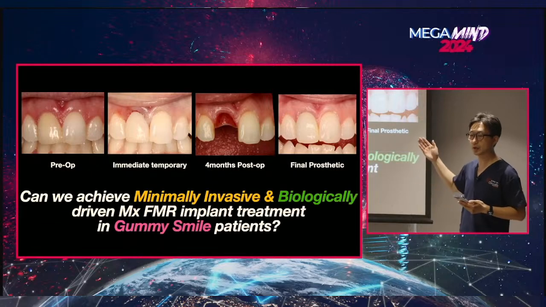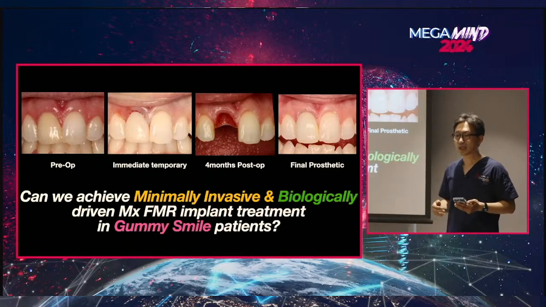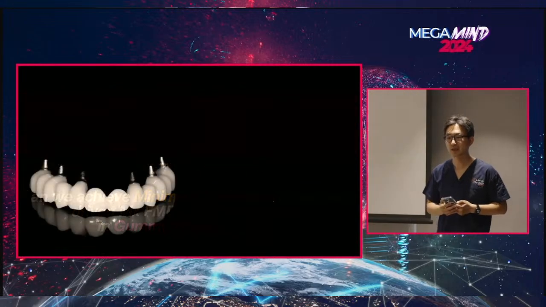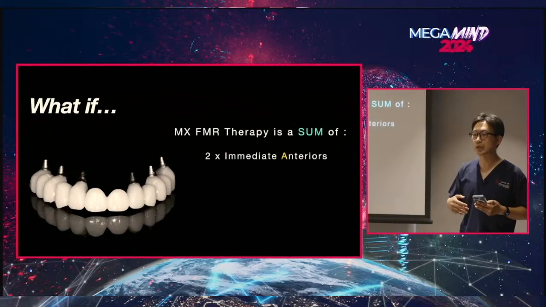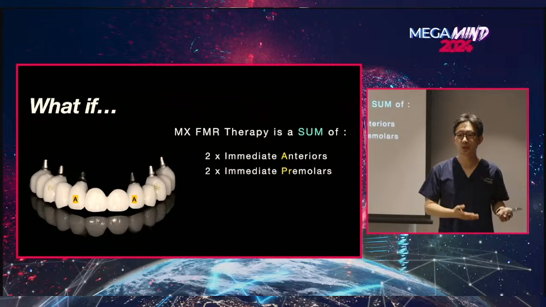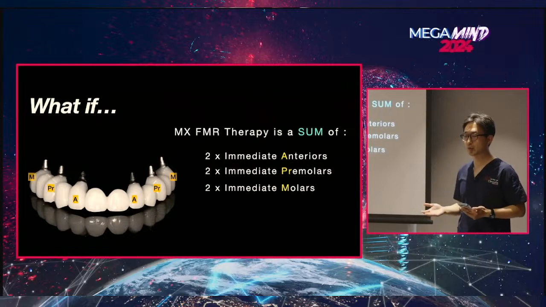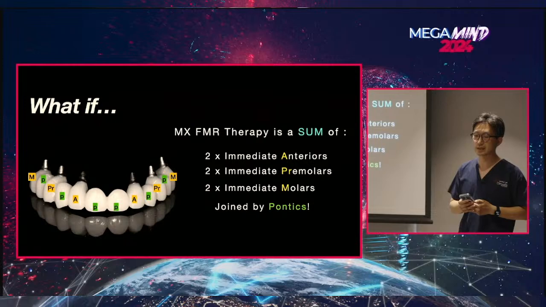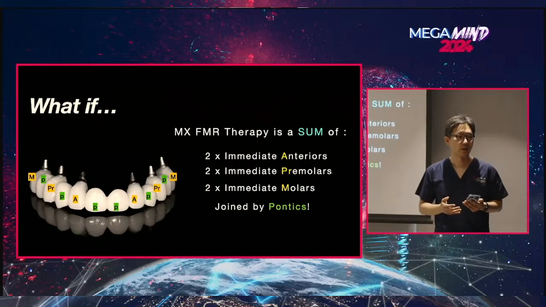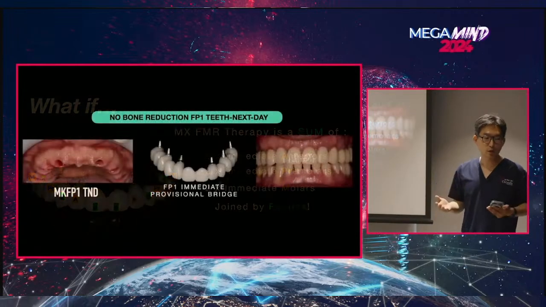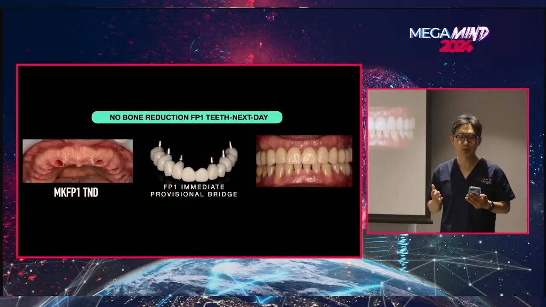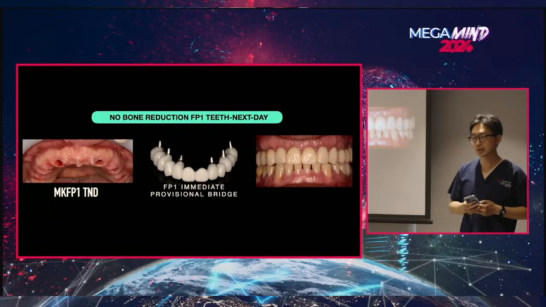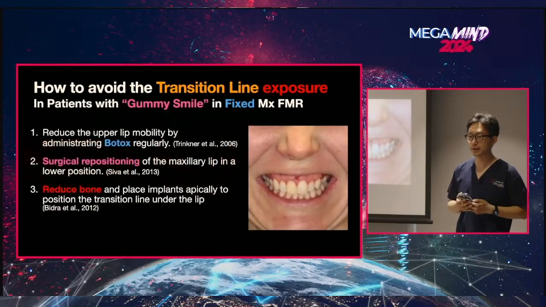If we know how to do this, why can't we achieve same result in maxillary full arch implant treatment? What if we treat maxillary full arch implant treatment as if we're doing 2 immediate anteriors, 2 immediate premolars, 2 immediate molars, joined by pontics? By only replacing what is missing with the immediate implant and provisionalization, we can avoid transition line exposure, and this is the core concept of MKFP1.